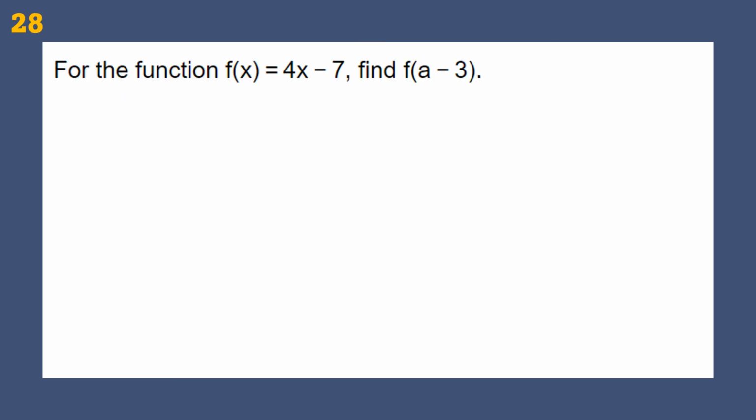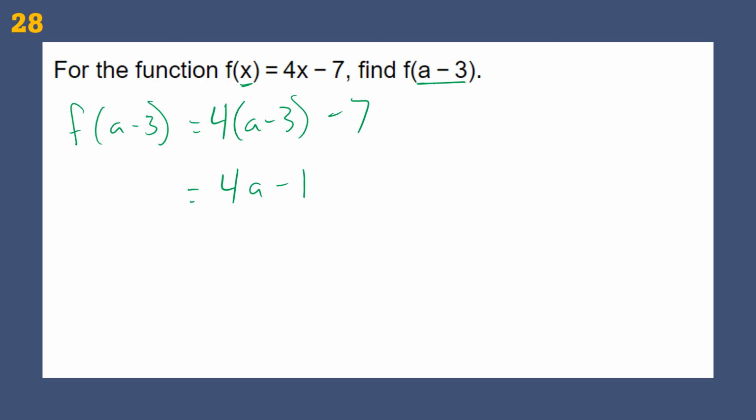For the function, find f of a minus 3. So don't just plug in a, don't just plug in -3. Plug in, where this is an x, a minus 3. And so f of a minus 3 equals 4 times a minus 3, minus 7. We're going to distribute a little bit and get 4a minus 12 minus 7, which equals 4a minus 19.